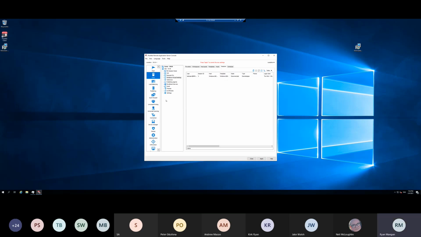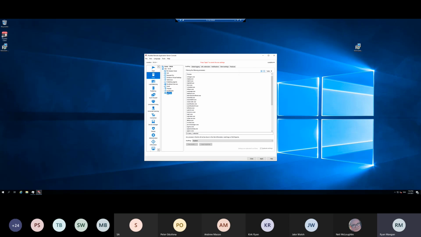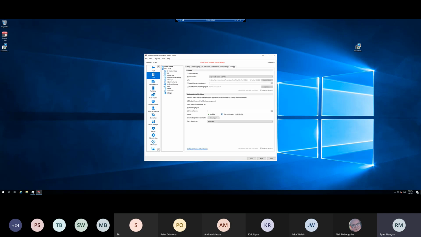Anyway, while we're waiting for that, what you can do as well, when you're first setting up Windows Virtual Desktop, is go down to features under settings. So you go into the farm, go into settings, and then go into the features. You'll note there are 2 sections: one for Windows Virtual Desktop at the bottom, and FSLogix at the top.